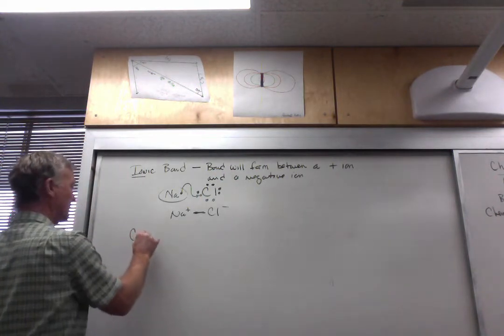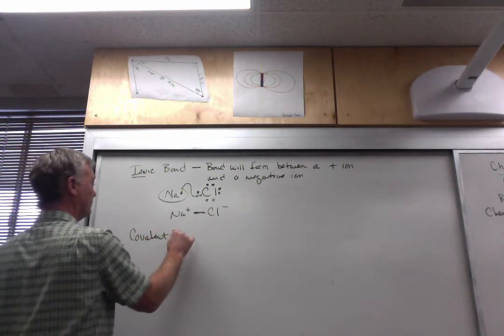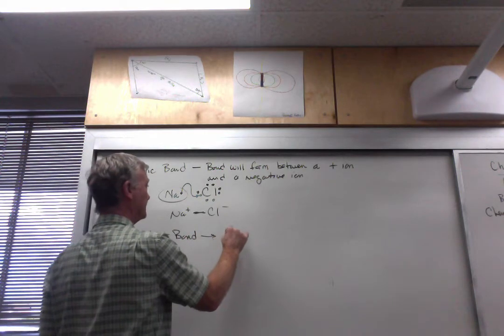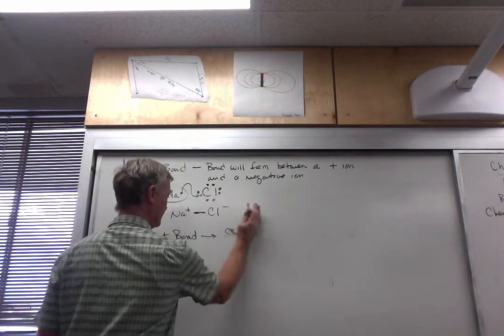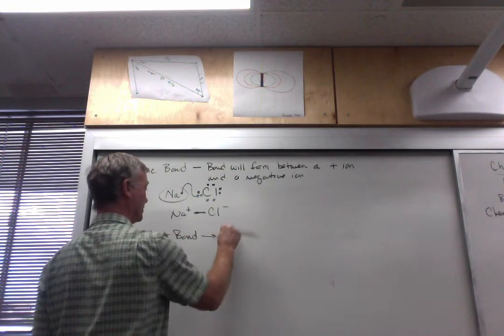Covalent bonds form by sharing. I should put it, bonds form by sharing of electrons.